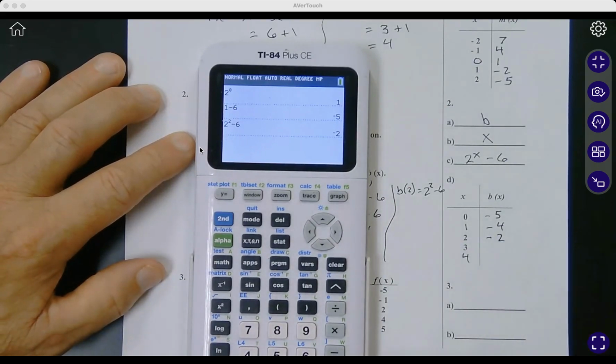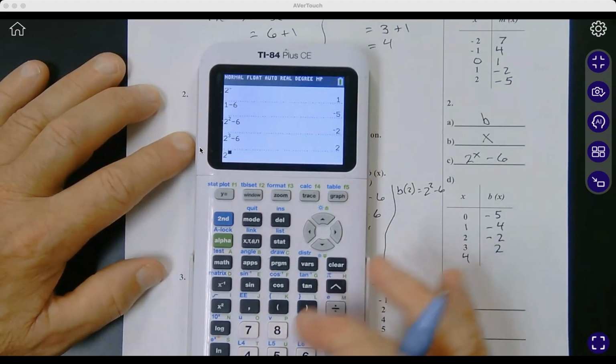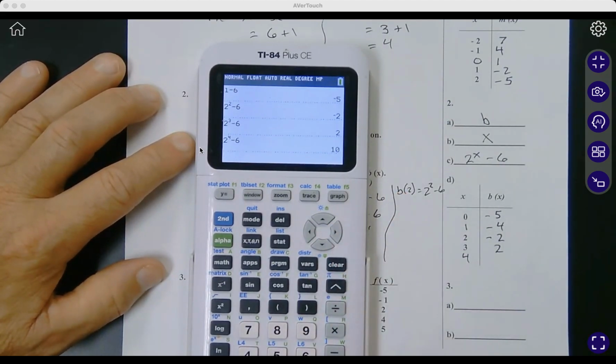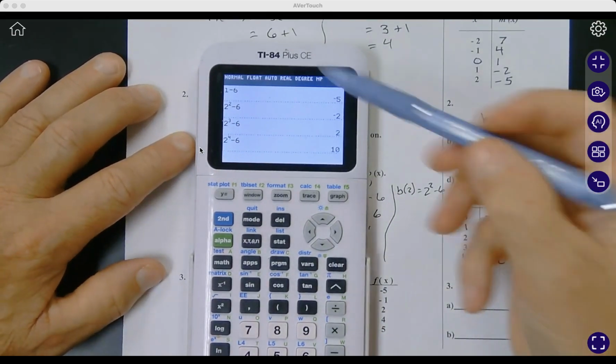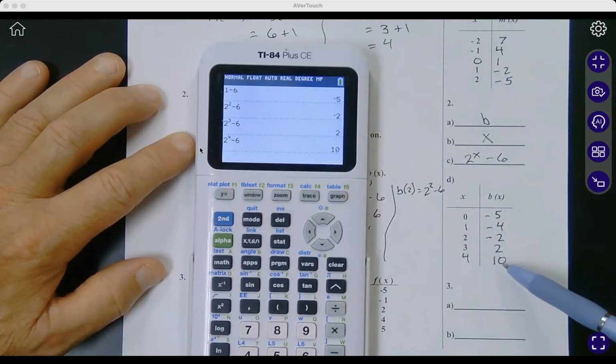I'm going to do it again with a 3. 2, exponent 3, drop it down, minus 6. And I get 2. And now I'm going to do it with a 4. 2, exponent 4, drop that down, minus 6. And I get 10. So notice how I changed my inputs, and when I changed my inputs, it changed my outputs.